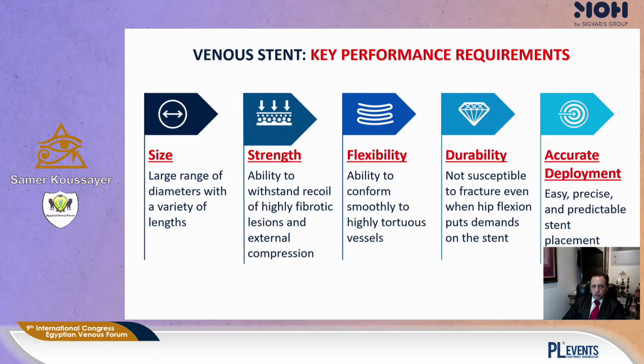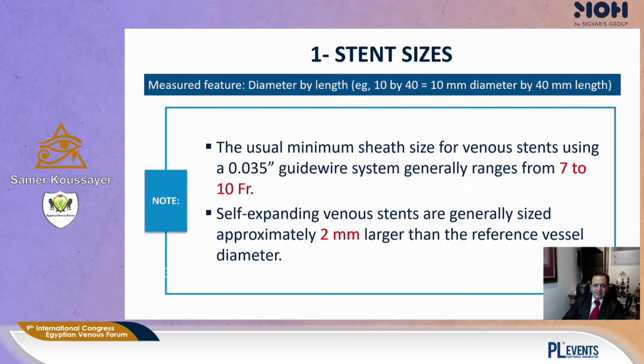It has to be durable, not susceptible to fracture, even with hip flexion, especially since we put these in young patients, so we're looking for long-term durability. And finally, you have to have an accurate deployment, like an easy, precise and predictable stent placement. So let's go through each one in detail. First, the sizing, stent sizing.